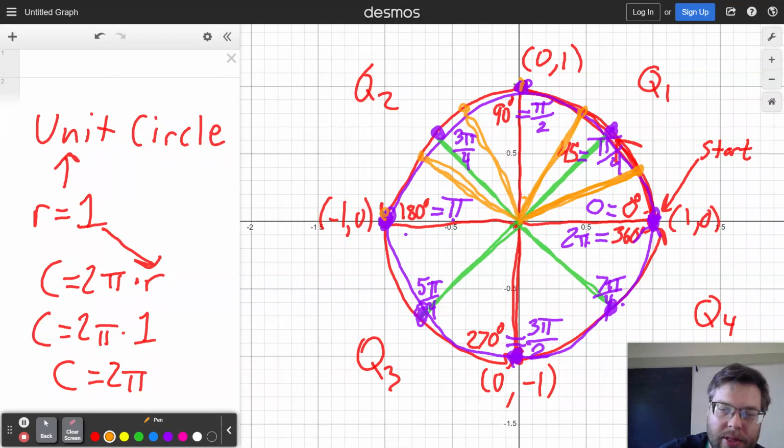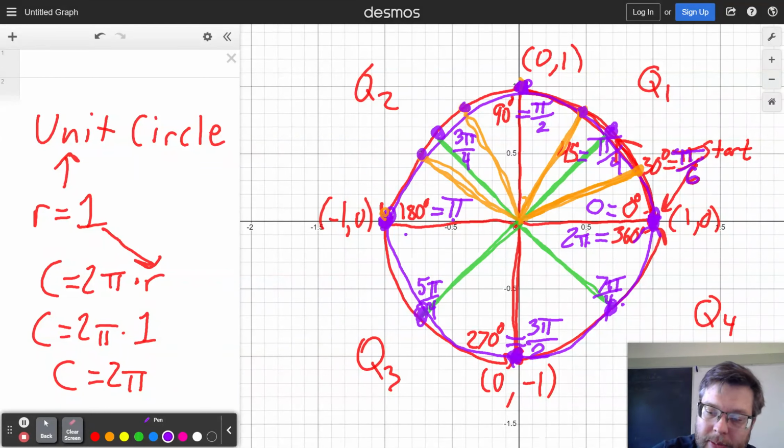So I know that my 30-degree angle has to be a sixth of the way to pi over 6, because it took 6 copies of 30 degrees to land on 180. So each 30 degrees is pi over 6. That means 60 degrees would be 2 pi over 6. This would be 3 pi over 6, 4 pi over 6, 5 pi over 6.